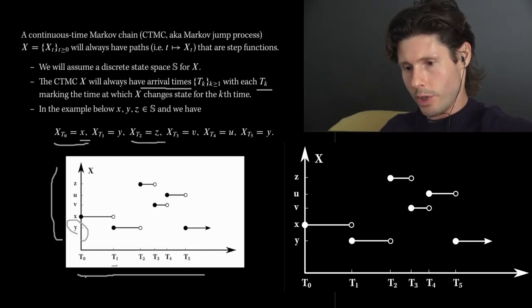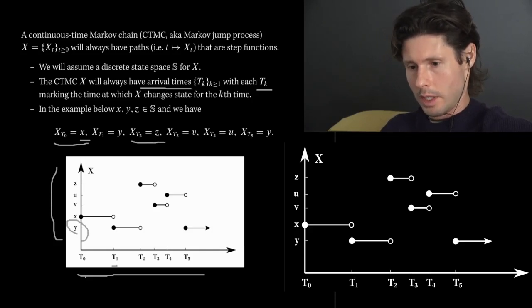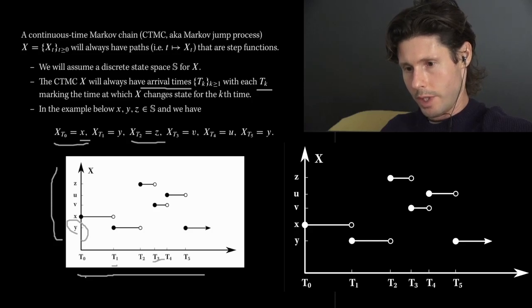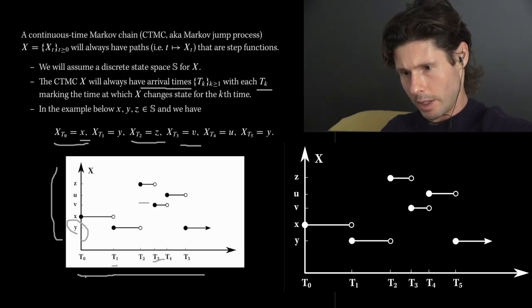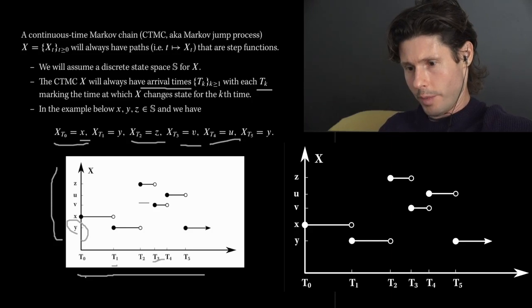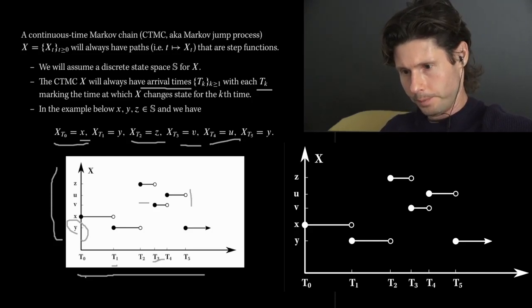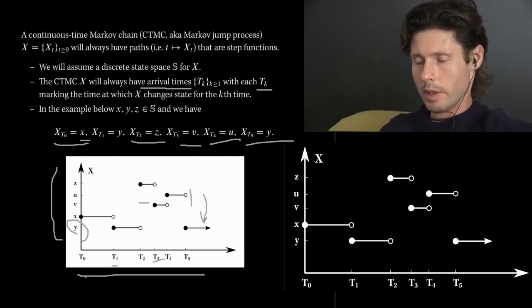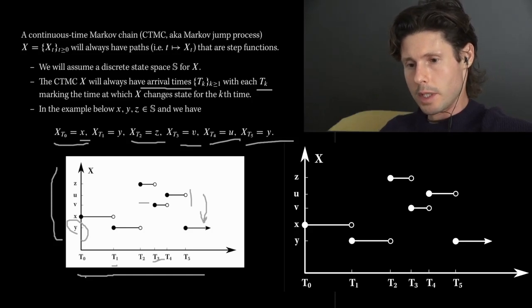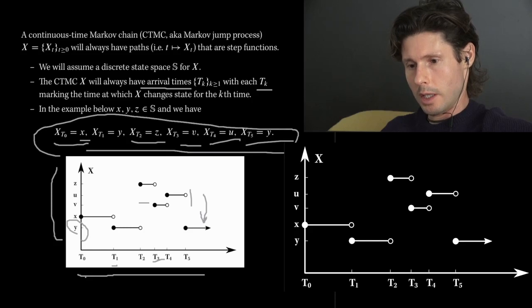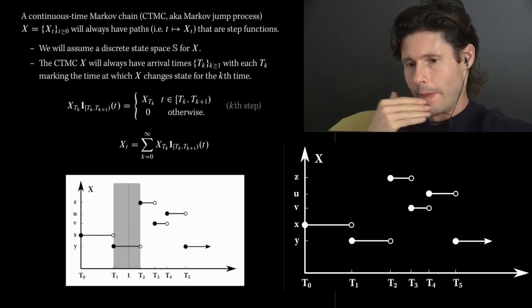xt2, it looks like we jump to state z. xt3, let's see, we jump to state v. Okay, I got that correct. xt4 is jumping to state u right here, and xt5 is going back down to the state y, and then so on and so forth. And so these states are really going to be prescribed, as we'll see, by the embedded chain, which is a discrete chain. So let's keep going for now.